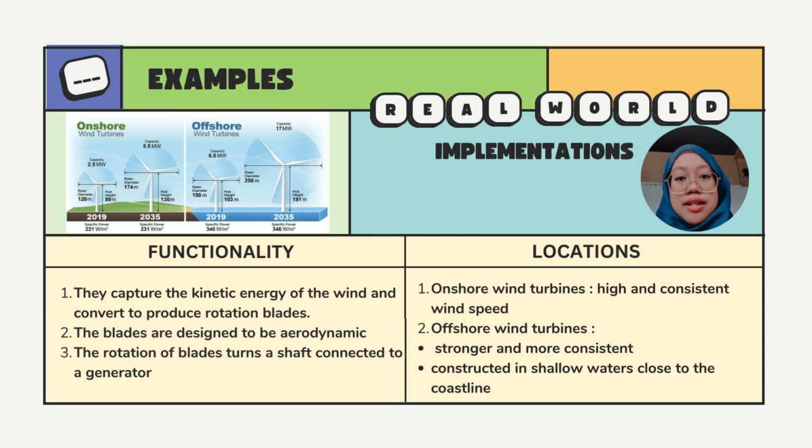This electricity can either be used immediately or stored in batteries for later use. Secondly, for locations, there are two types, which are onshore and offshore wind turbines. Onshore wind turbines are the most common and are typically installed in areas with high and consistent wind speeds. These locations include plains, hills, and coastal regions. Offshore wind turbines are becoming increasingly popular due to the stronger and more consistent winds found at sea. Offshore wind farms are constructed in shallow waters close to the coastline or in deeper waters using floating platforms.